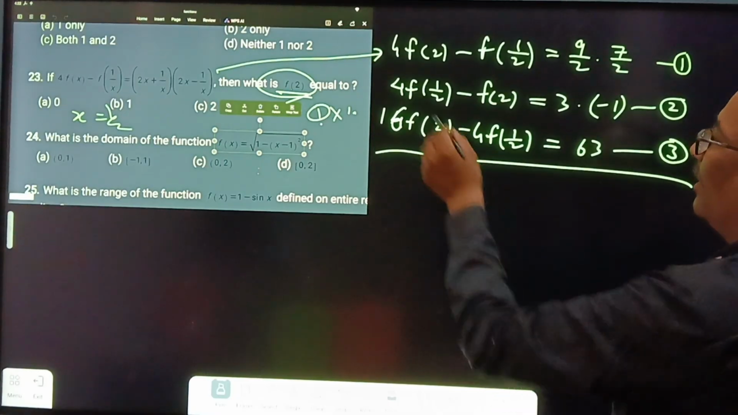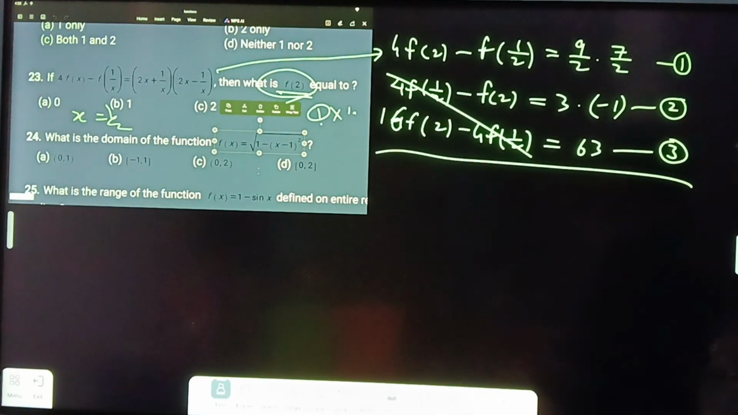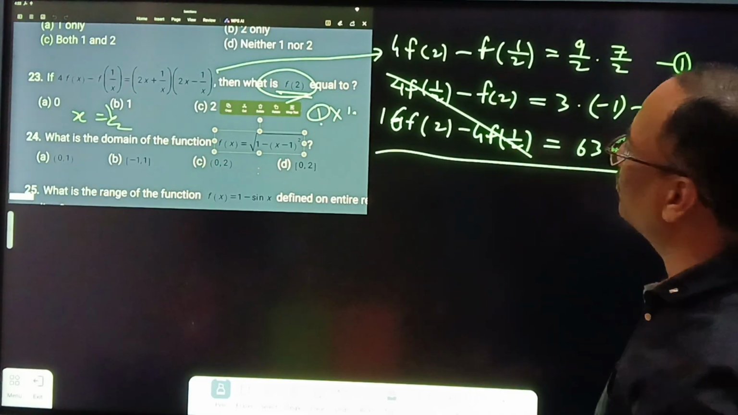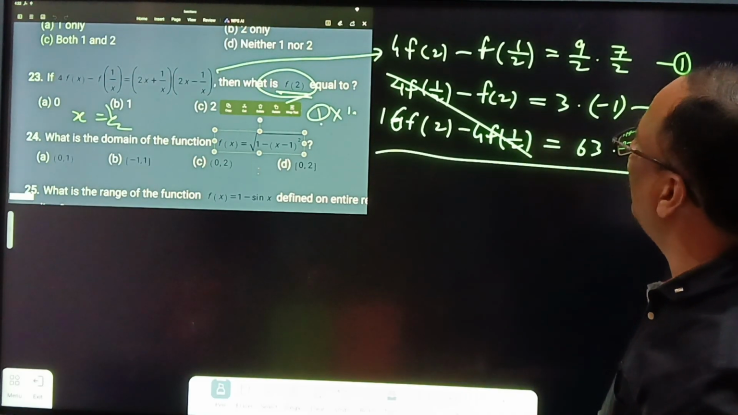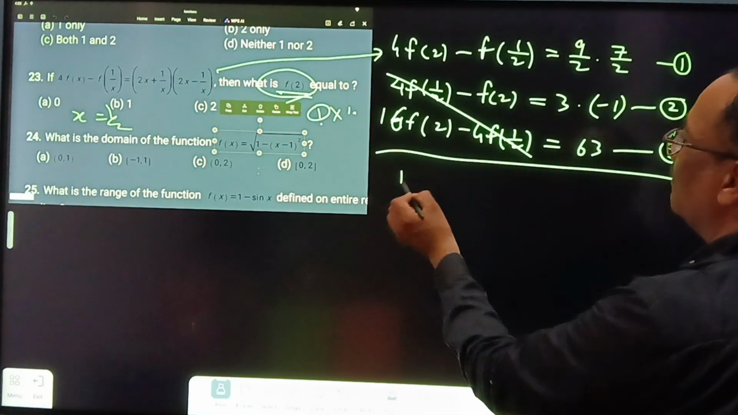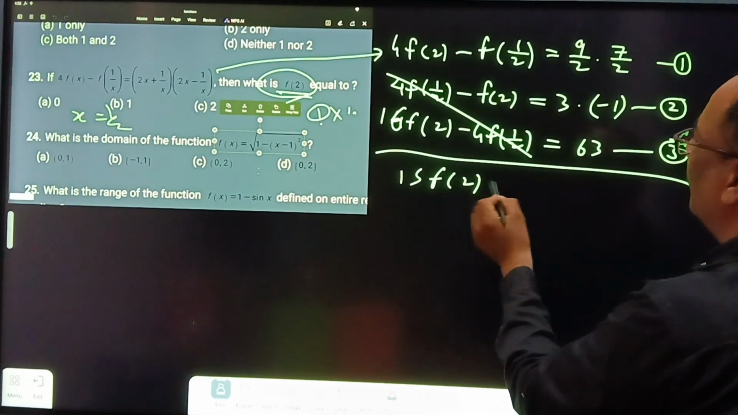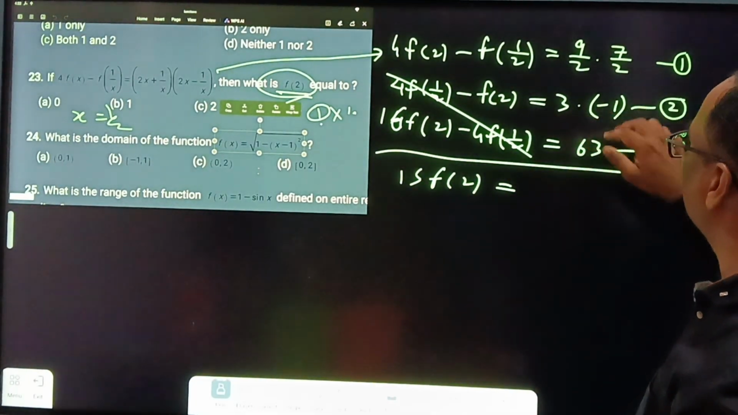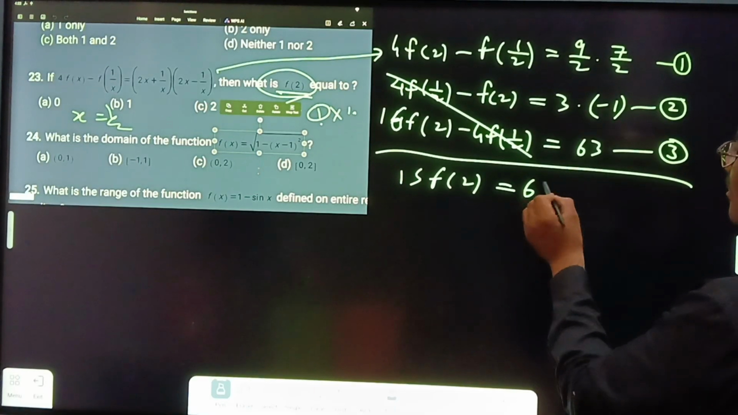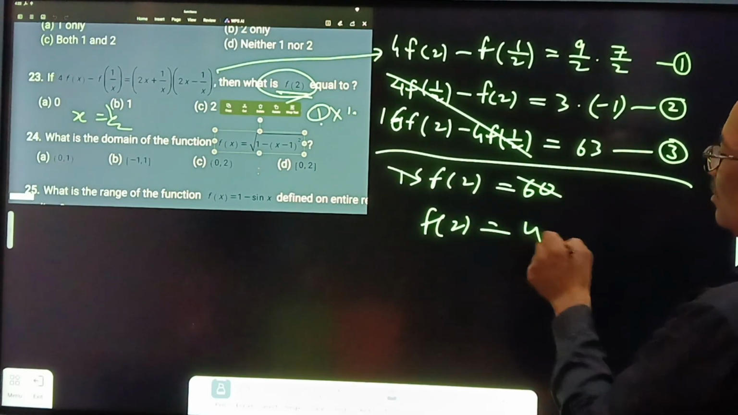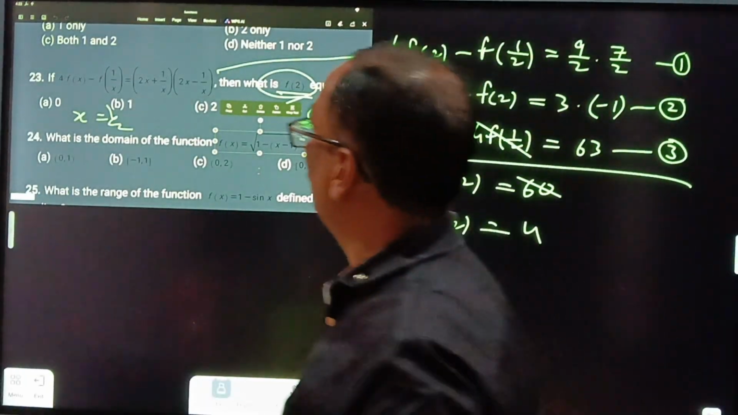And then adding this one, these two terms are cancelled out. 16 minus 1, that is 15 f of 2, and this is equal to 63 minus 3, that is 60. So f of 2 is what? 15 fours are 60. So our answer is 4.